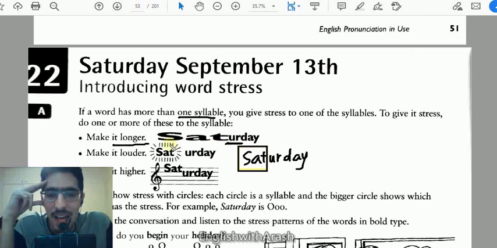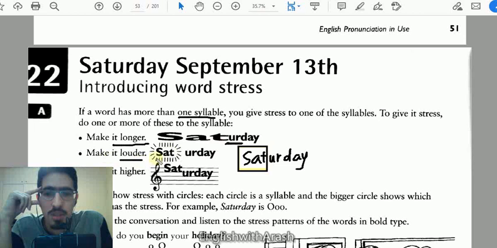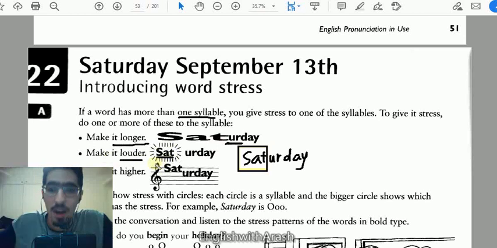Just we say it for a longer time. Let's say 1 second, 2 seconds. So Saturday. The second way is to say it louder. So this way, I'm not making it long, I'm making it loud. So I say Saturday. I just say it louder.